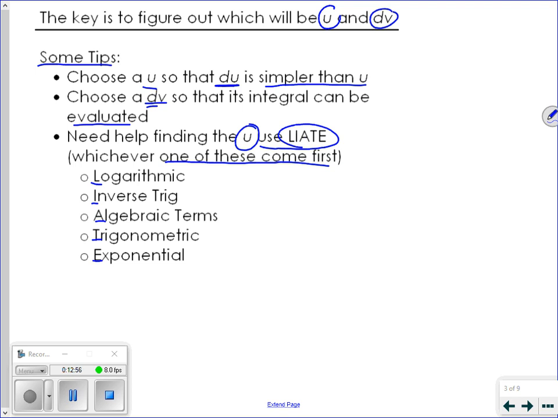So logarithm is usually the first that you would choose for u. If not that, then an inverse trig. If not that, an algebraic term like a polynomial, x squared or something. Trigonometric, so that would be like your sine or cosine, or just a basic trig. And then the very last thing that would probably be u would be an exponential. Okay, so this isn't golden, but it works like 9 out of 10 times. So, LIATE, keep that in mind. Let's try another example.